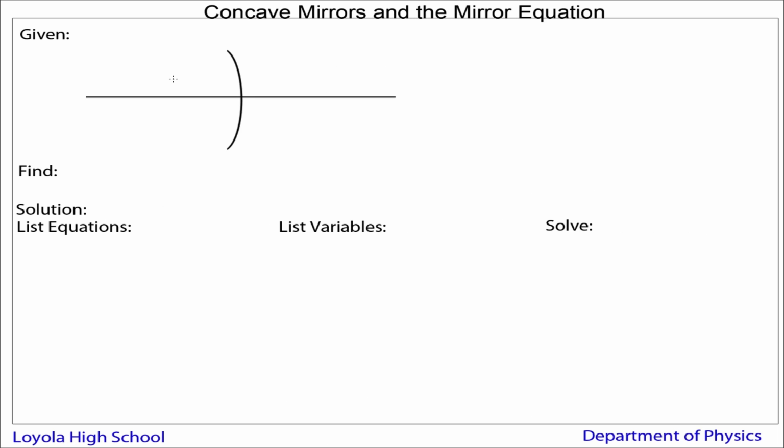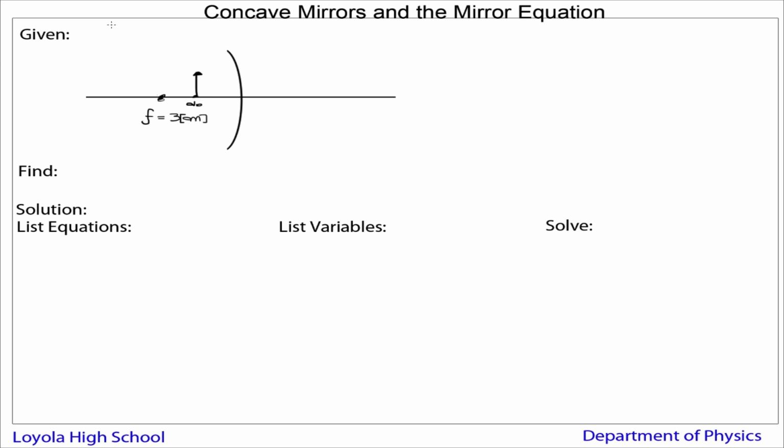In this example, I'm going to take a look at an object that is within the focal point of a concave mirror. So I'm going to put the focal point right here, and the focal point for this example is going to be 3 centimeters. And for this example, I'm going to place the object, DO, within the focal point. In the previous example, I did outside the focal point. In this example, I'm going to have it within the focal point. So here's my arrow that represents some object right there. And this is DO.